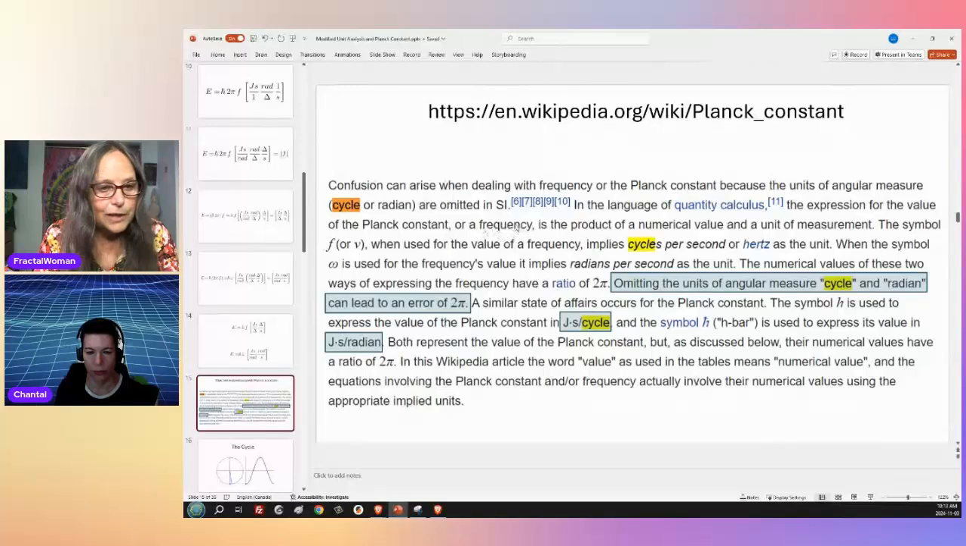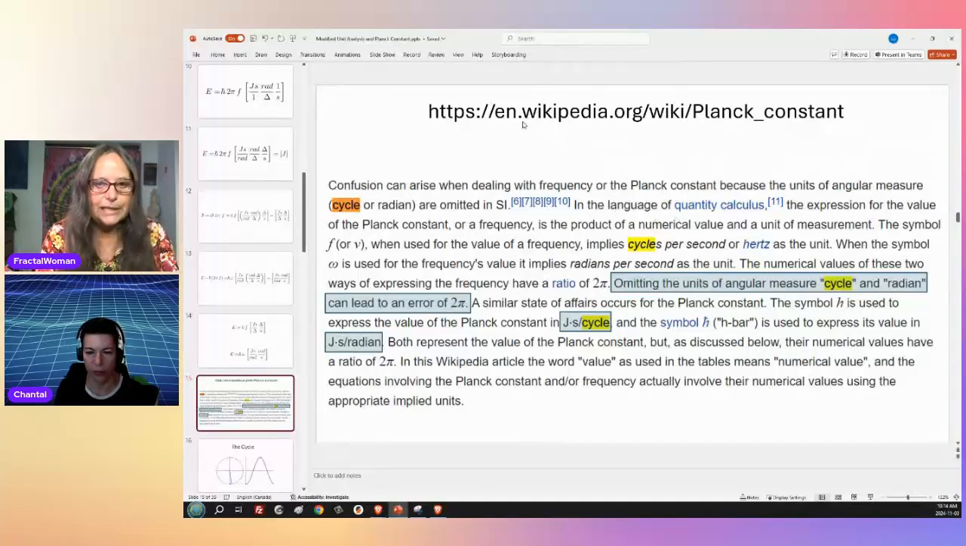So they're saying here what I just said. And the symbol for h bar is supposed to have units of joules times second per radian. So they're admitting this here, right? They both represent the same quantity, but they have different values. Because they have different values, I think they should have different units. Historically, Planck's constant and reduced Planck's constant had the same unit, joules times second, but not joules times second per cycle.